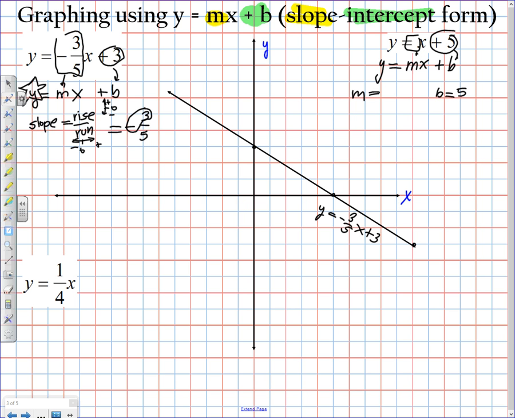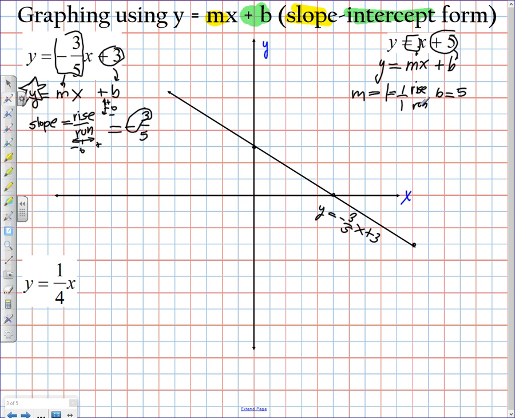That should mean m is 1, but the m should be a fraction, so make that a fraction, so you're going to put a 1 over 1. This will be my rise, and this value will be the run.